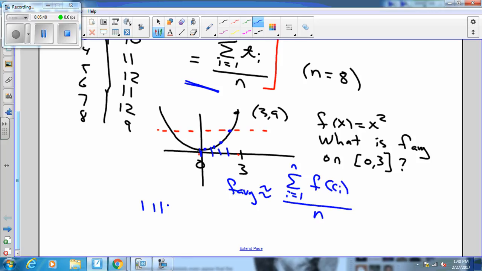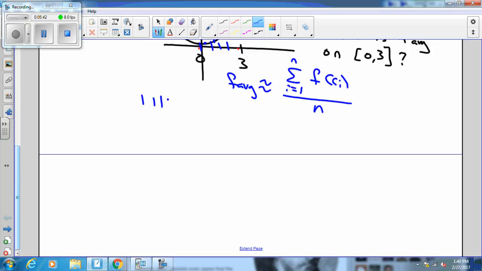But now, if I let n go to infinity, then I really am capturing all of those samples, and I get a true average value.